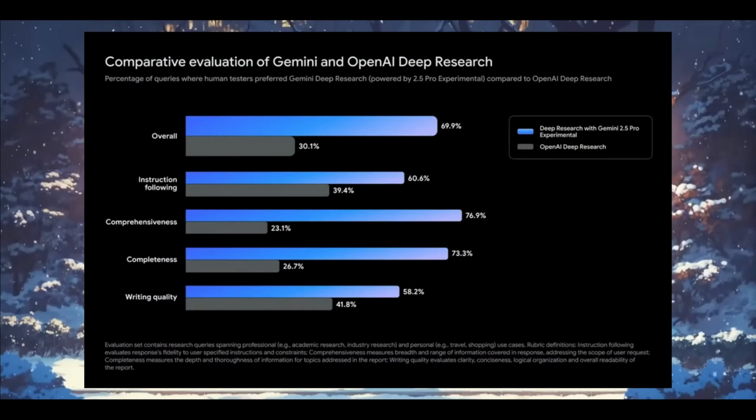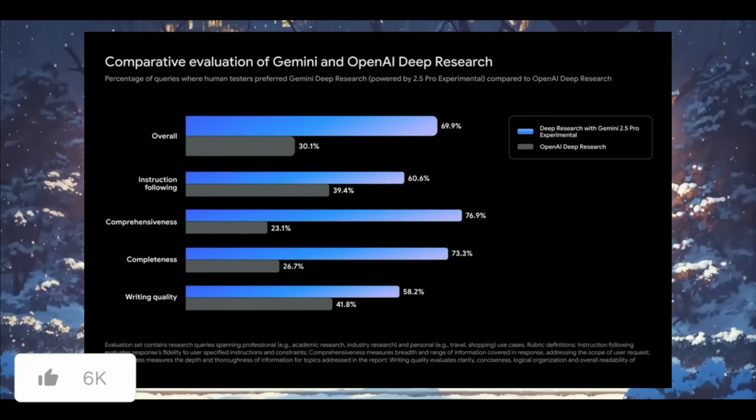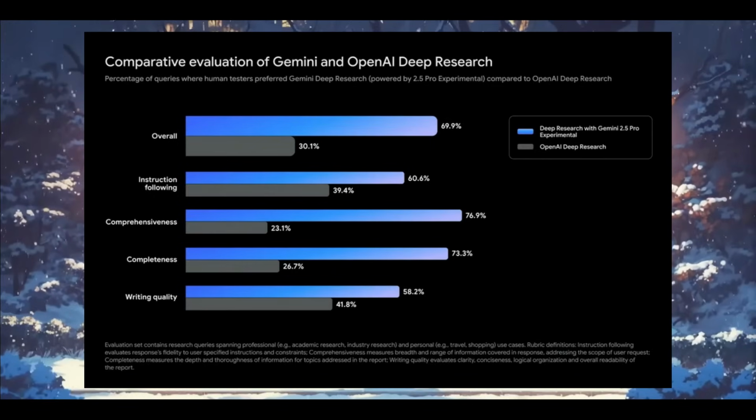The new upgraded deep research is insanely powerful, where it scores an overall 69.9% in terms of its success rate in overall deep research benchmarks, where it is now 2xing OpenAI's deep research. Its instruction following, comprehension, completeness, as well as writing quality has gotten a huge surge in performance, which makes it the best research agent available today.